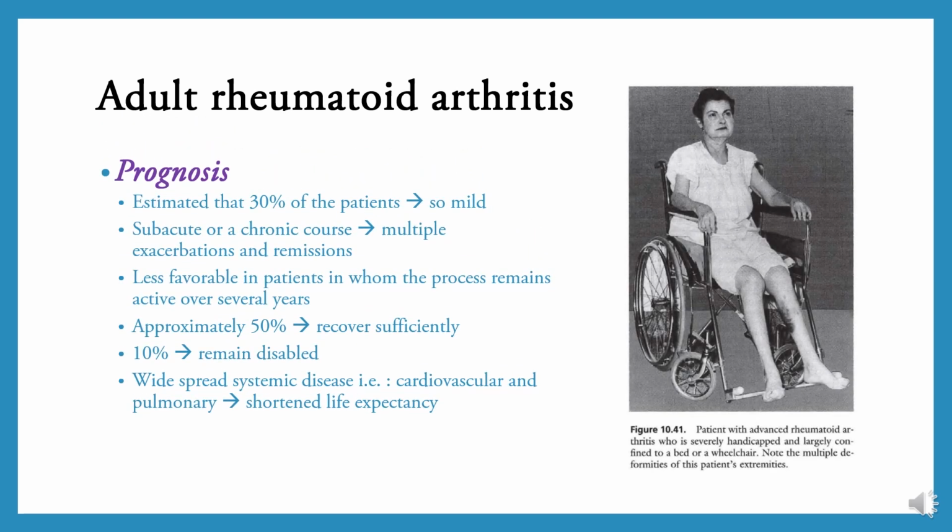Prognosis of adult rheumatoid arthritis: it is estimated that 30% of the patients could result in mild progression. Subacute or chronic course, there are multiple exacerbations and remissions, less favorable in patients in whom the process remains active over several years. Approximately 50% will recover sufficiently, 10% will remain disabled, and a widespread systemic disease could also occur, such as cardiovascular and pulmonary, which could shorten life expectancy.